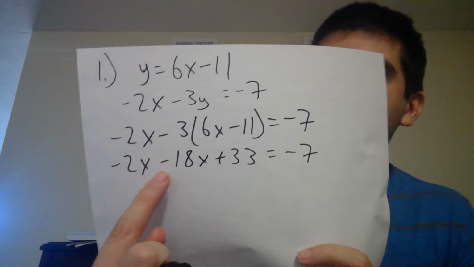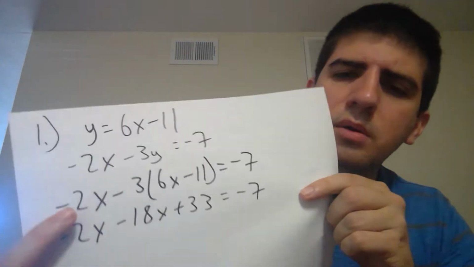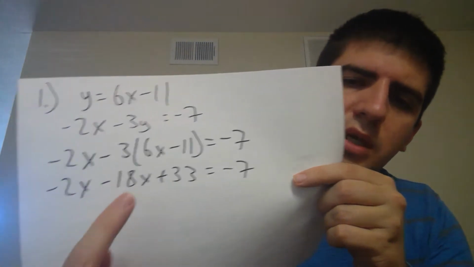Negative 2x, take away another 18x. Well, if you're 2 feet underground and you go 18 more feet underground, you're going to be 20 feet underground. I said 5x, I don't know why. I'm reading the thing wrong. Apologies for that. This is 2x, this is 18x. So it would be negative 20x. I probably should make another video, but I'm not going to do that.